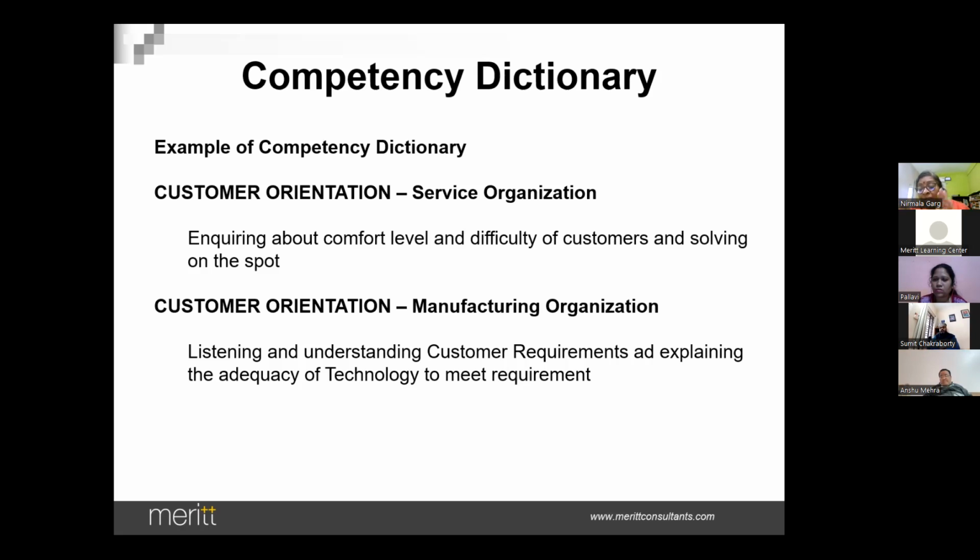So what I'm trying to tell you is that it can be the same competency, but how it differs from organization to organization, or from industry to industry. For example, I'm giving you this example of a service organization and a manufacturing organization.